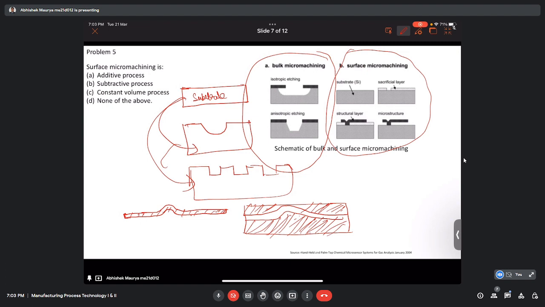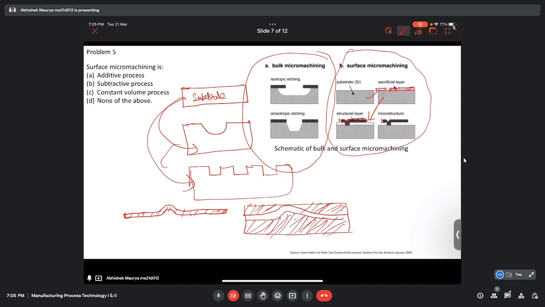We can go for the deposition of the material rather than the removal of the material. That has been shown here. Earlier we had a substrate of silicon, and then there is a sacrificial layer. A sacrificial layer is a temporary layer which we make just to keep the support. We put the sacrificial layer, and over it we deposit the material. There are many deposition techniques: chemical vapor deposition, physical vapor deposition. After depositing the required shape of the material, we want to remove the sacrificial layer. We don't want the sacrificial layer in our final component.